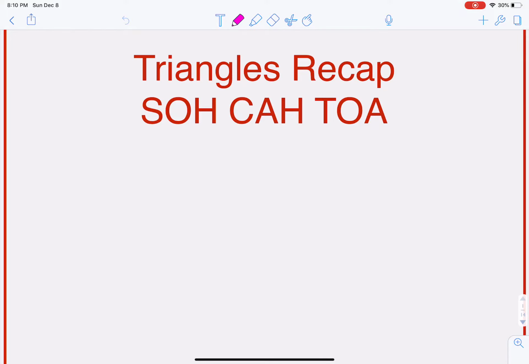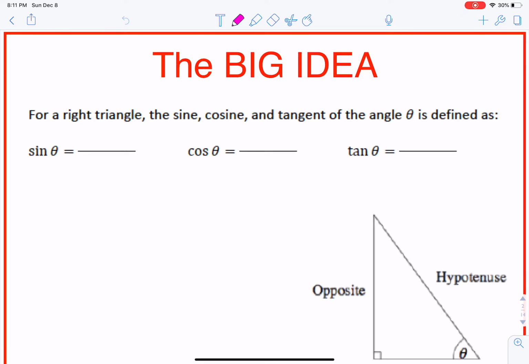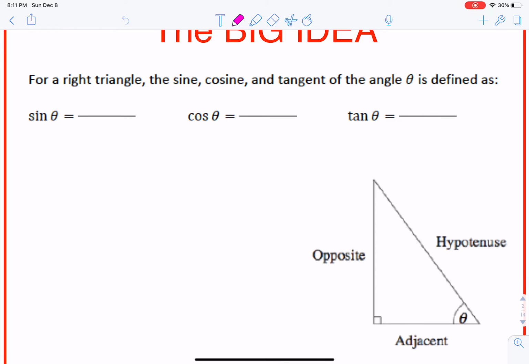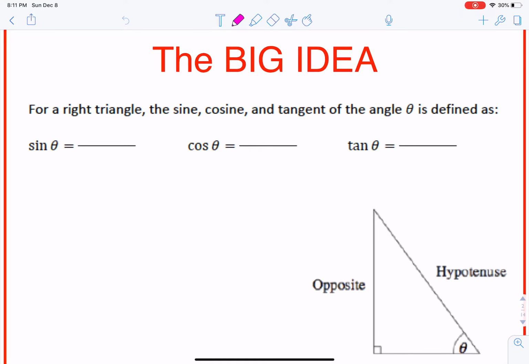All right, here is your second triangle recap video, and this one will be about right triangle trig, so often known as SOHCAHTOA. Our big idea here is talking about right triangles and the trigonometric functions that are the ratios between their angles and their side lengths. This should be a review for you, but this should just be a nice recap.